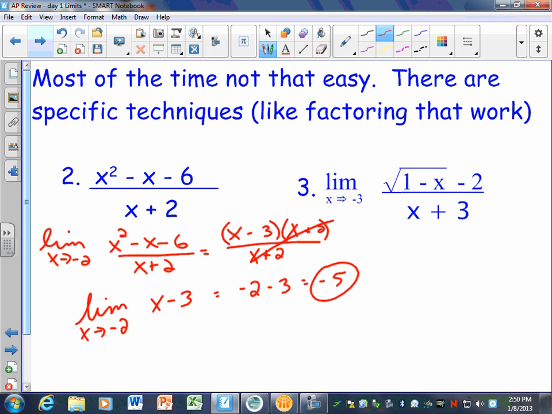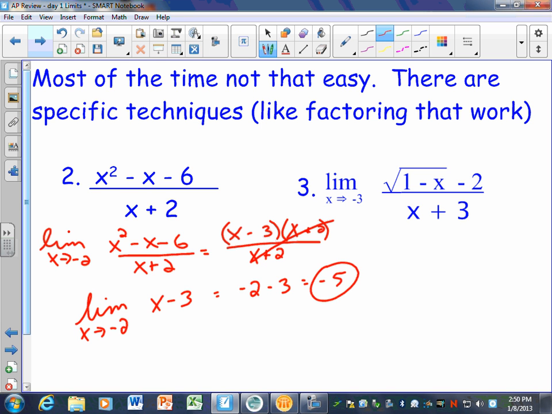Another one that shows up is number 3 here with the square root in it. Again, look at the limit. The limit is at negative 3. I can't plug negative 3 in there. I also can't factor this. This one is not very factorable, but this is one I call a conjugate use. Normally, we want to get the square root out of the bottom and move it to the top. Well, this is an example where we're going to move the square root to the bottom, and it's going to allow us to simplify it.